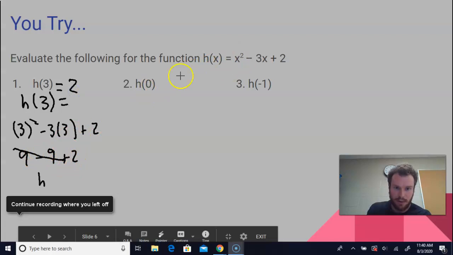h of 0. Well, we can substitute 0 in here pretty easily. 0 squared is 0 minus 3 times 0. Well, both of those are just going to be 0. So 0 minus 0 plus 2. h of 0 is also 2.